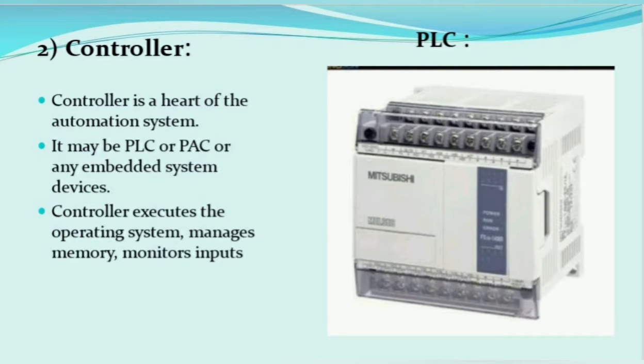The second basic component of automation system is controller. Controller is the main part of the automation system. Generally, programmable logic controller is used in automation system. The function of controller is to perform controlling actions depending on the input data given by the input devices and the instructions given in the program.